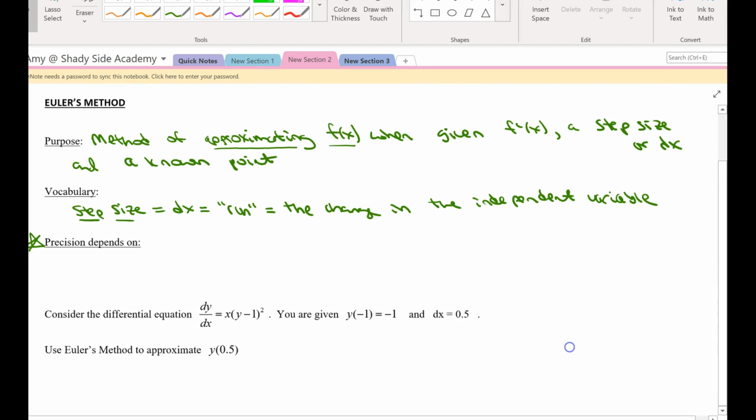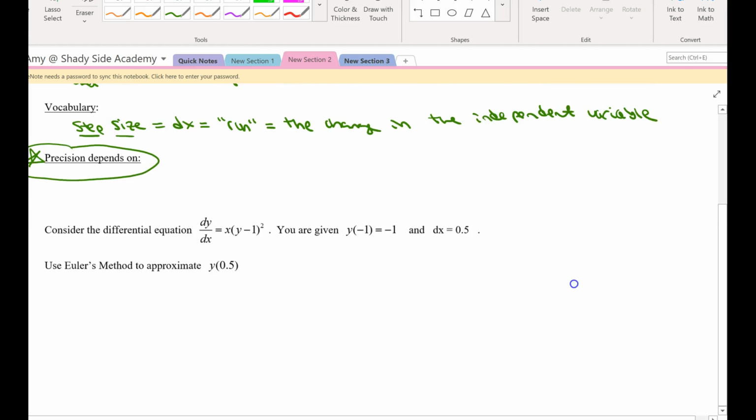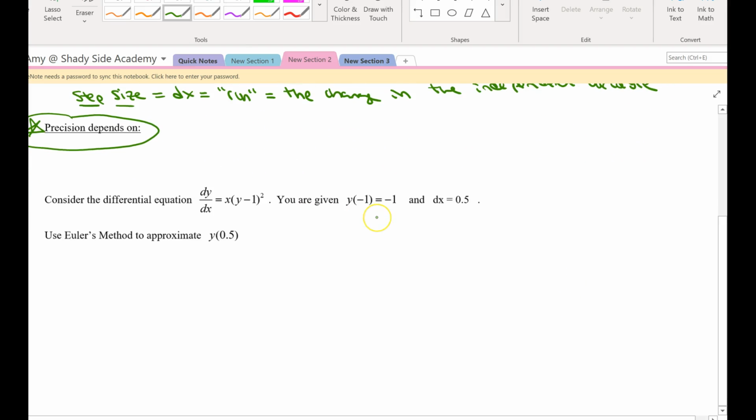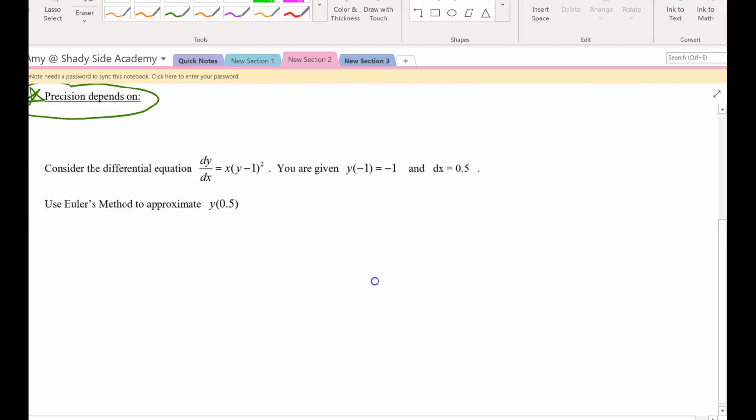So this idea of approximating is really an old one. But what I want to do is just show you how Euler's method works, and then come back to this question. What does the precision of this method depend on? All right, so here's a classic question. A question looks like this.